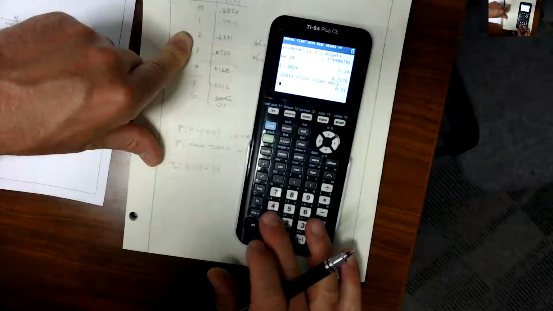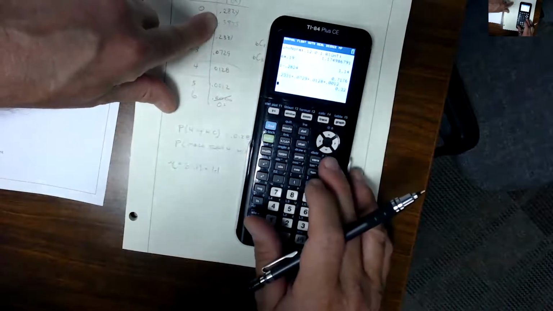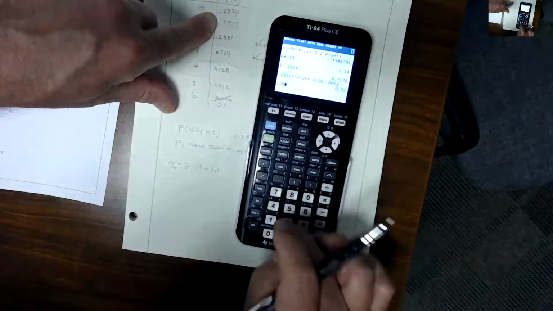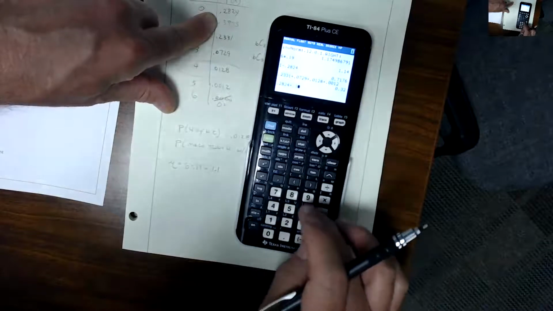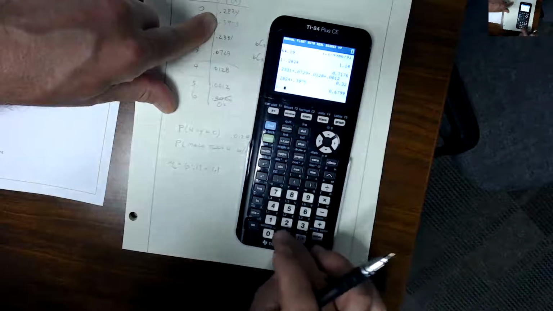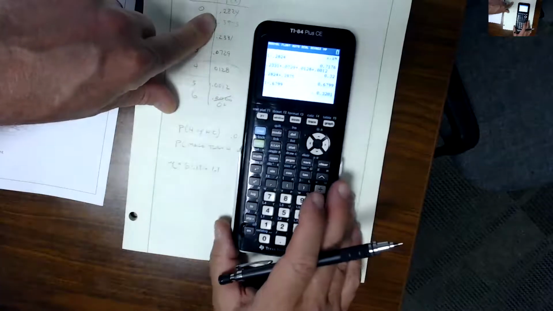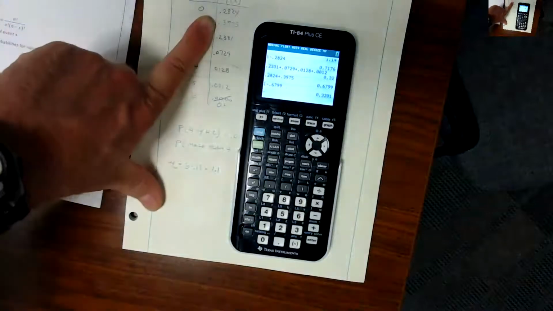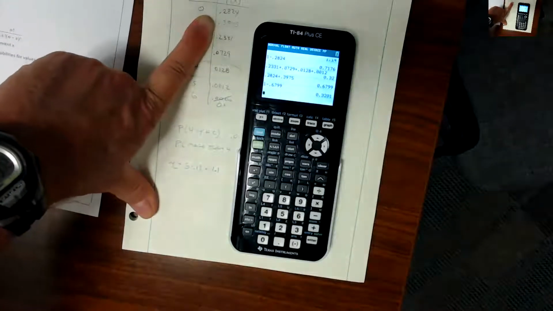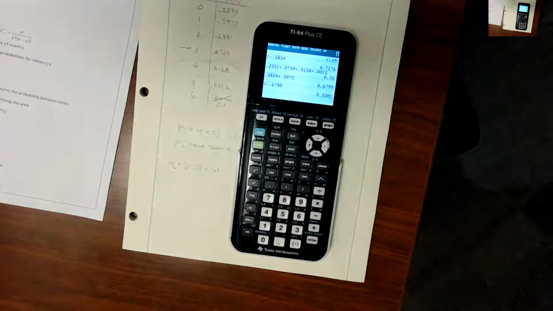What else could I have done? I could have said 1 minus these 2. So I could have said 0.2824 plus 0.3975, and then gone 1 minus that number. Notice I didn't quite get the same answer. Isn't that interesting? They were off by 0.0001. When I did it this way, I got 0.3200. When I did it this way, I got 0.3201.